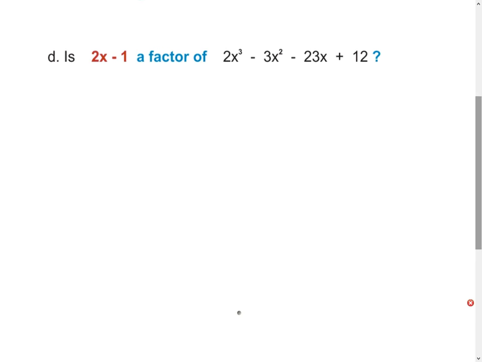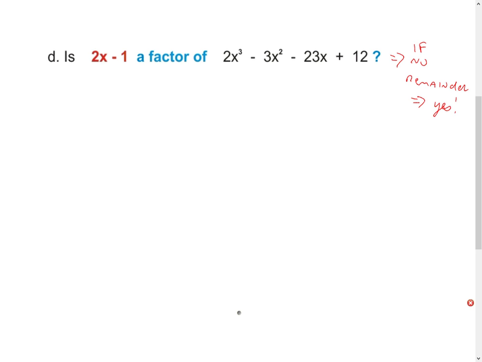Okay, so what if you get a question like this? Is 2x minus 1 a factor of 2x cubed minus 3x squared minus 23x plus 12? The only way you're going to be able to determine if this is a factor is if you divide it. And not only do you have to divide it, you have to get a zero remainder. So what the question is really asking is, when you divide it, do you get a zero remainder? In other words, no remainder. And I'll stick implies, yes, it is a factor. So let me put an if here. If no remainder, then it implies yes, it is a factor.